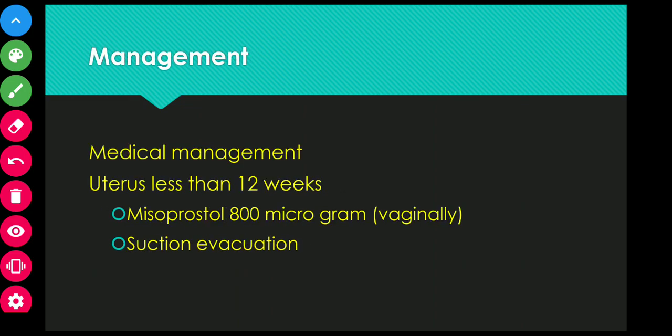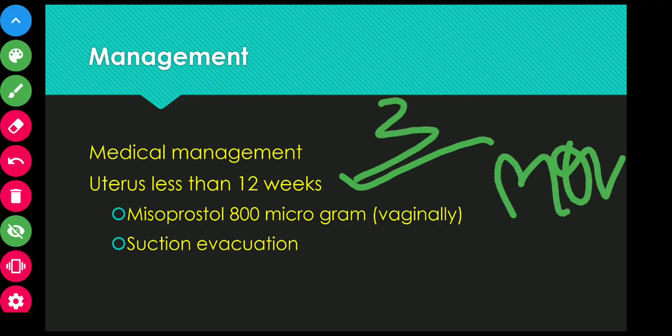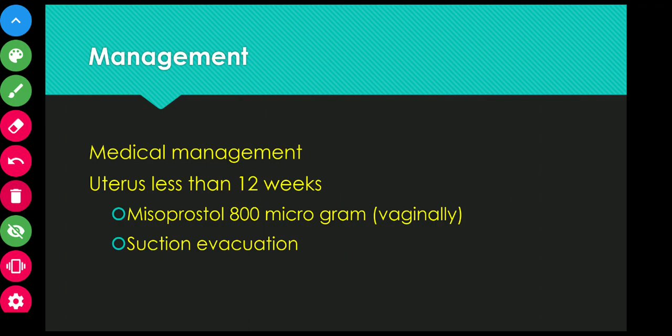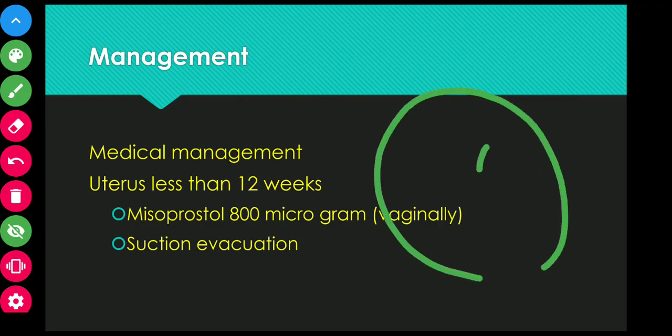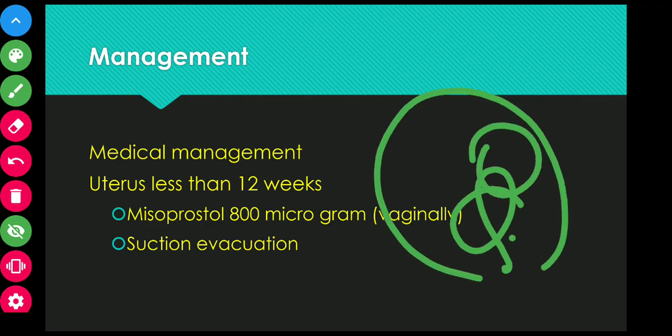Next we'll see management. Here in management, we consider uterus less than 12 weeks, that means below 3 months, and above 3 months. First we'll see uterus less than 12 weeks. Here we'll be giving medical management. What kind of medical management will be given? If a dead fetus is inside the uterus, we need to remove that fetus. So first we will follow the medical method. If it is not expelled out, then we can go for the surgical method.